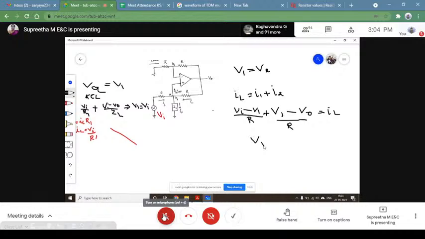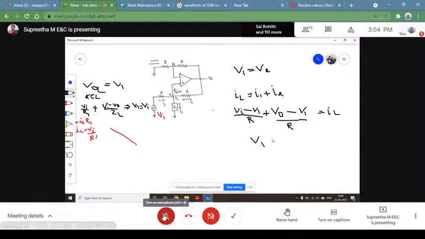So ma'am, I2 will be V0 minus V1 by R, no ma'am? Yes, that's what I wrote. No, (Vi minus V1) by R and (V1 minus V0) by R. Put it in the same direction for both, otherwise it's wrong. Correct, good. V0 minus V1 by R.